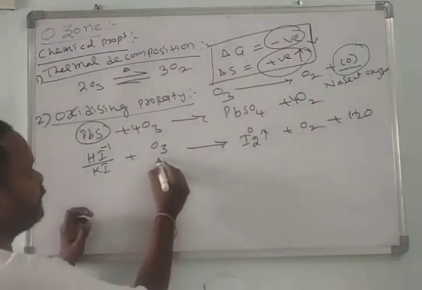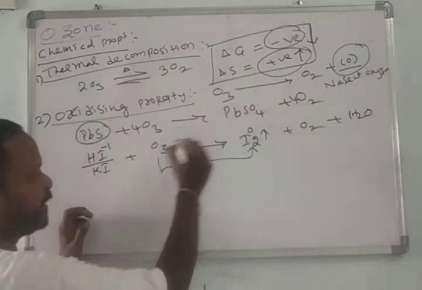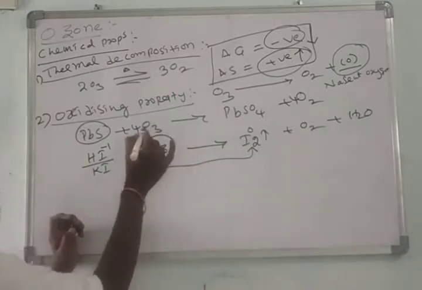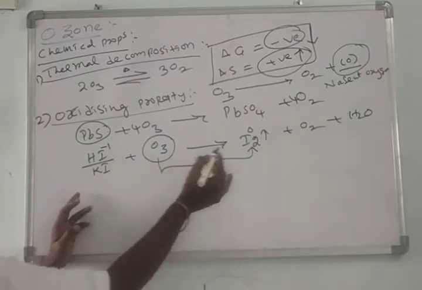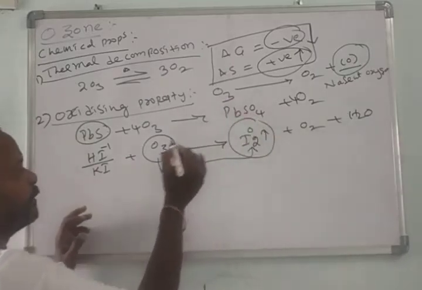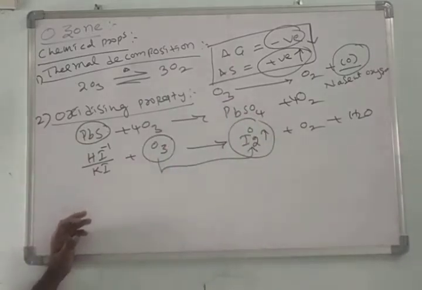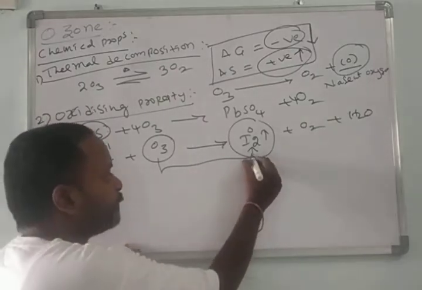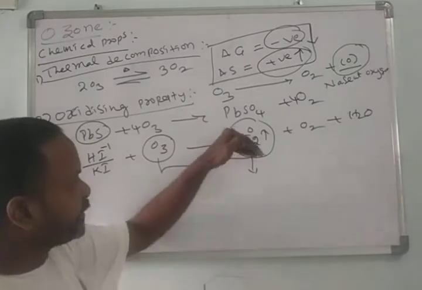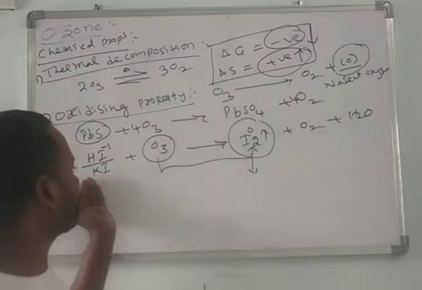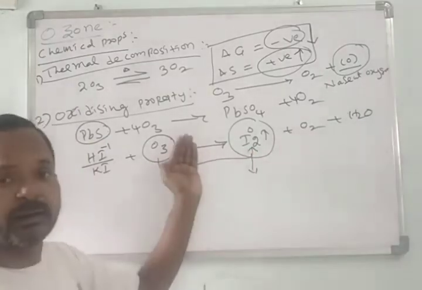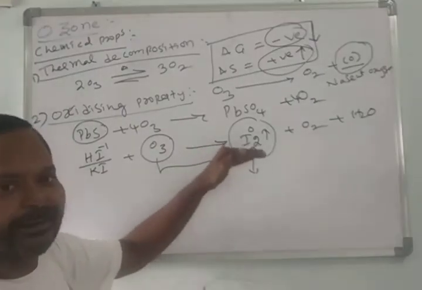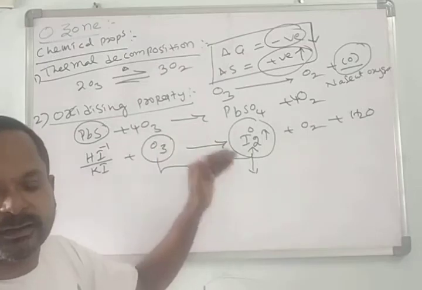Here we have one relation between ozone and iodine. 1 mole of ozone is involved in the reaction, and 1 mole of iodine will be released. Here we will get the iodine. You take potassium iodide solution, add ozone, and it liberates iodine. Take this iodine in a conical flask.